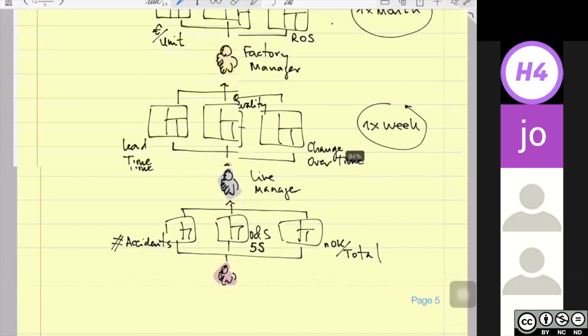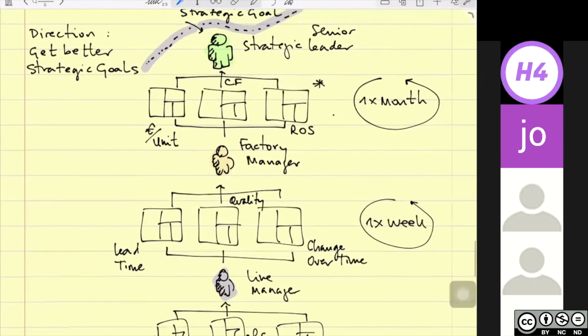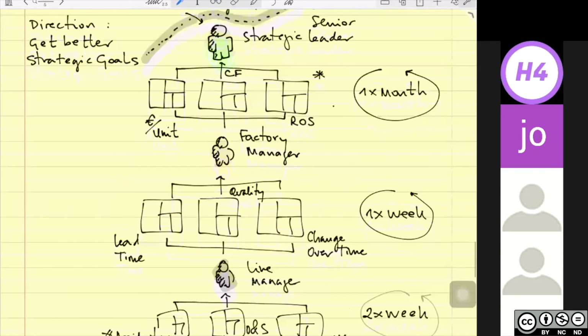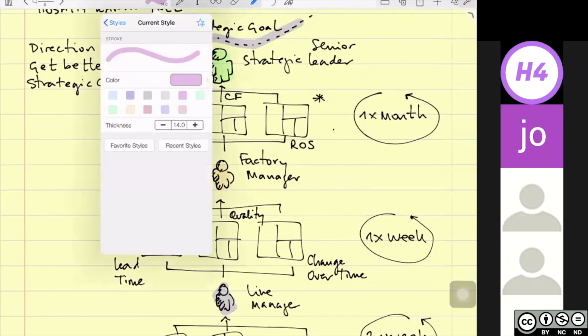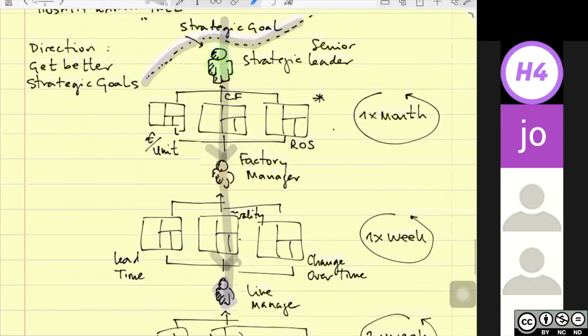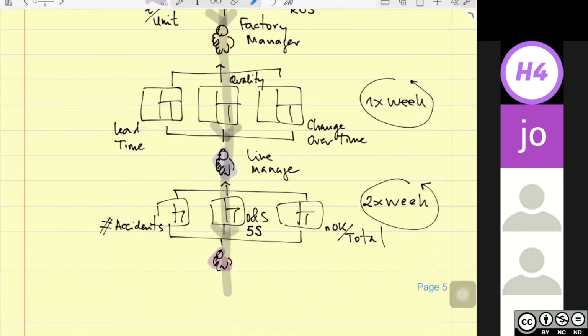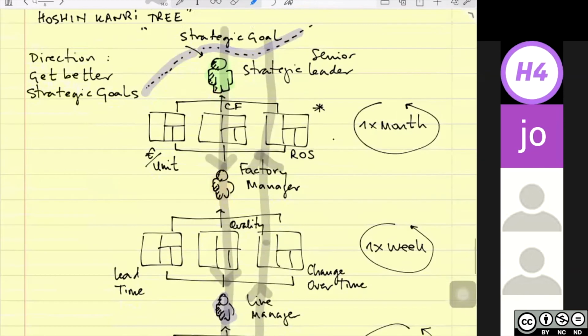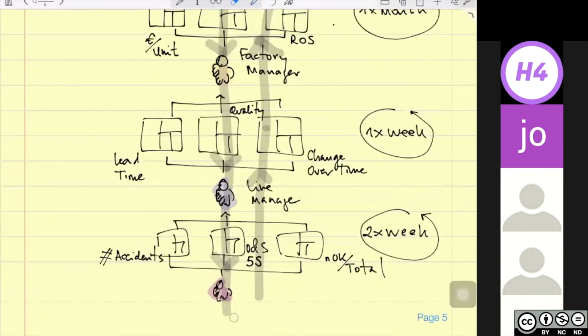Okay, so what we create here, what we created is a cascade. Okay, so this happens, let's say, twice a week. What we created here is a cascade. Our system, our management system, is cascading the strategic goals all the way down to the shop floor. And the shop floor is cascading them back all the way up in several frequencies. Okay.